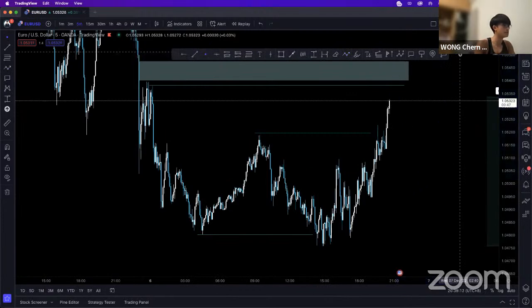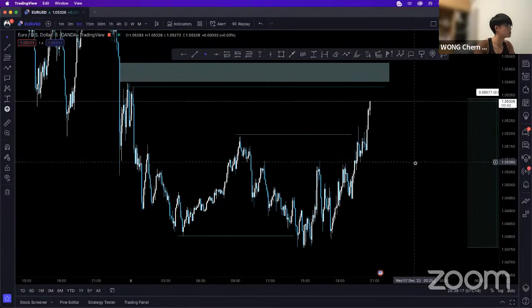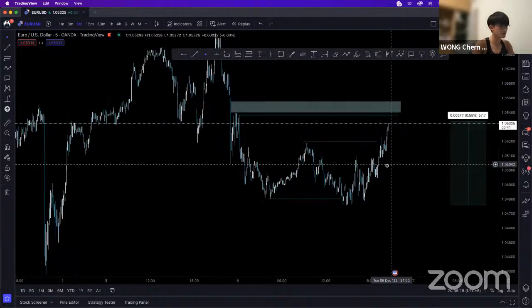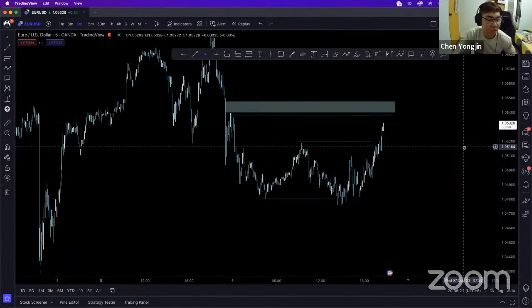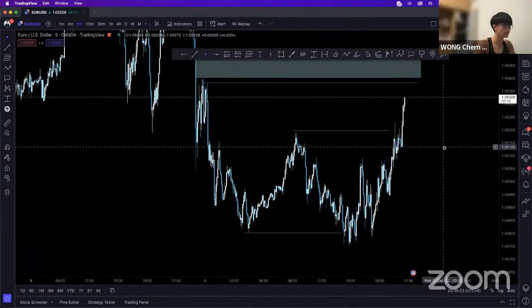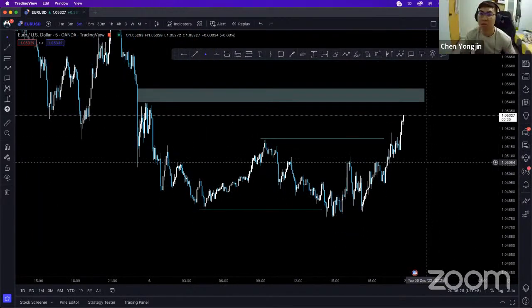So actually that would be it on Euro USD. And yes, all right, so yeah, Chen, you want anything? Oh yes, can you enable the annotations? Yes, enabled already. All right. Okay, sorry, nice. So you're just looking at your area also.